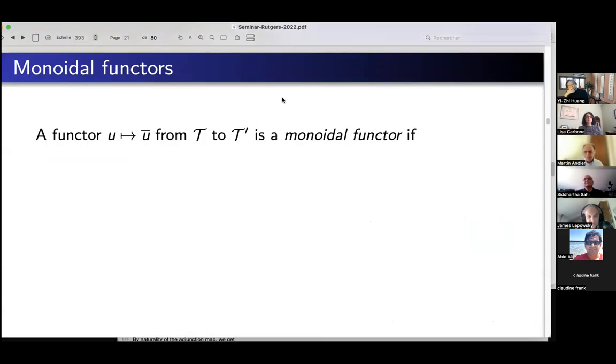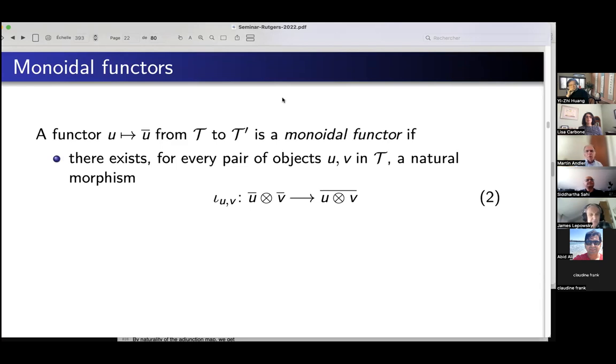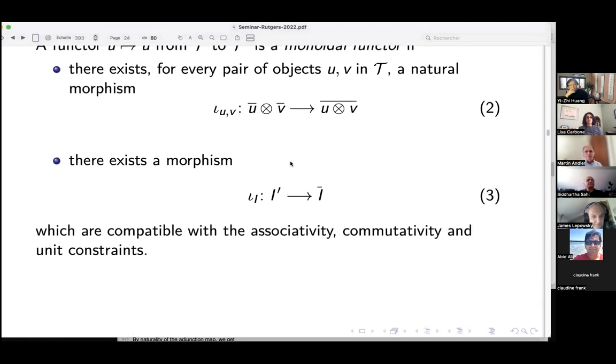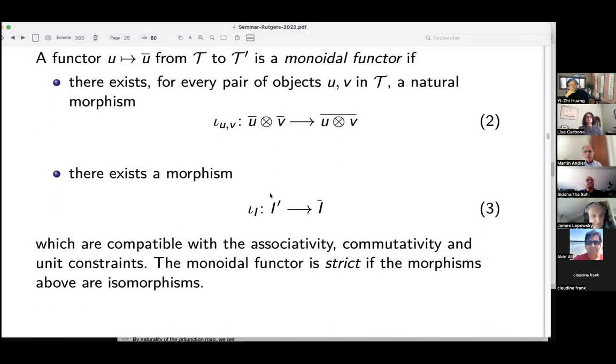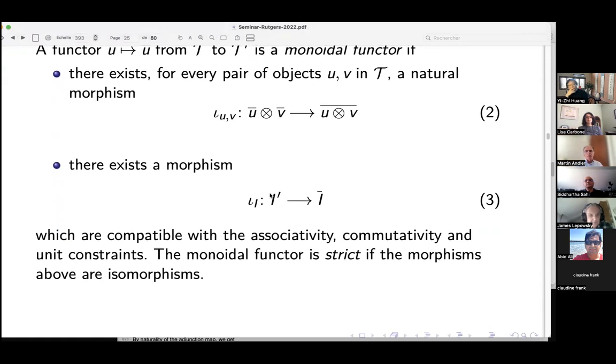Okay, the second thing is, you can expect that if you have a structure on the category, there should be a notion of a functor which respects the structure. So a functor is monoidal if there exists a morphism from U bar tensor V bar to U tensor V bar, and a morphism from the unit of the category T prime to the image of the unit of T. So it's only going one way, it's a morphism. The monoidal functor is called strict if the morphisms are isomorphisms. And of course, the functor has to be compatible with the various constraints: associativity, commutativity, and unit.